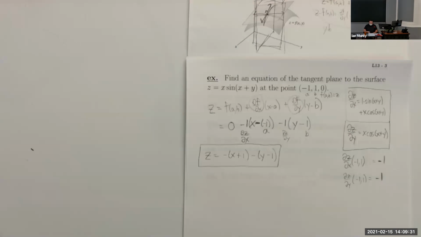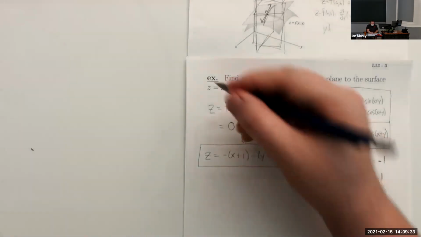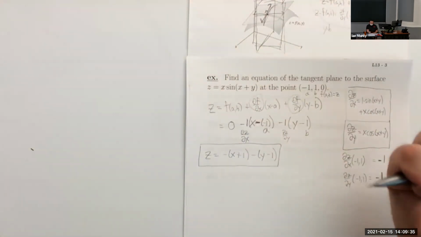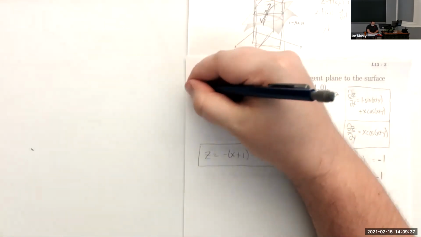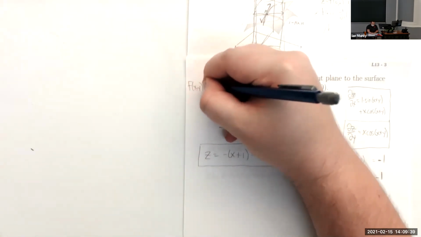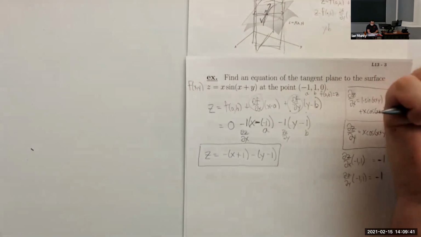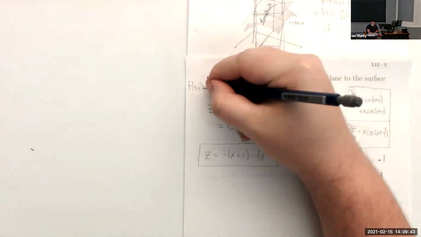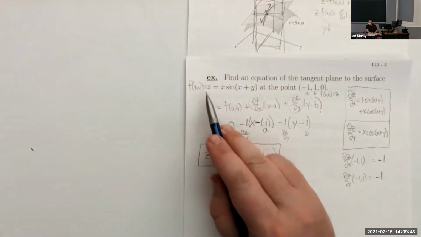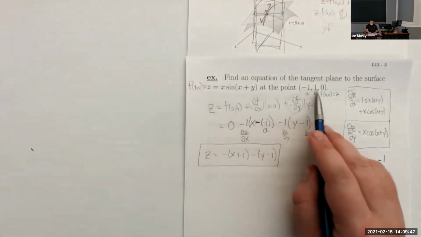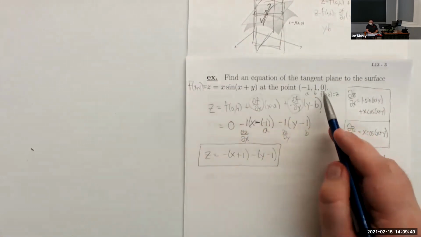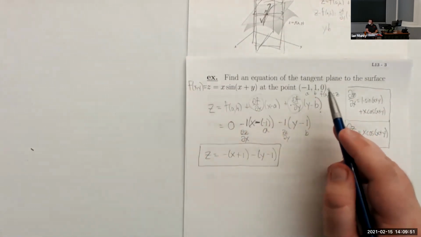Why is f of a b 0? Well, remember, f of xy is z, right? Kind of like how f of x used to be y. Okay, so f of xy is z. So if I plug in -1, 1 into here, I get the z value, which is going to be 0 right there.